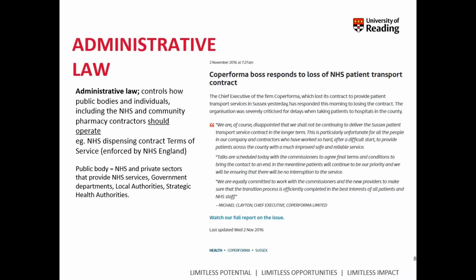It gives them some statutory powers, such as powers to manage budgets or hire and fire staff or enter into contracts. Now, from a pharmacy point of view, certainly from a community pharmacy point of view, the one that's probably more relevant is the NHS dispensing contract terms of service, which is enforced by NHS England, so they would be the public body. Every community pharmacy has a contract and they have to follow that terms of service. Any breach of that terms of service would be breaking the law. So again, something quite important to bear in mind. The example I've given in the slide is where a firm breached a contract with an NHS body and effectively lost their contract as a result. This shows the element of the statutory powers that every NHS trust has through administrative law to manage their own budgets and set up contracts. So that's what administrative law is.